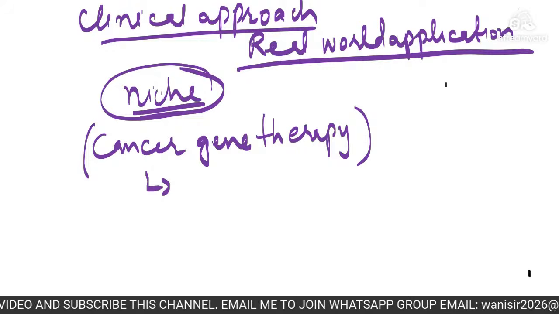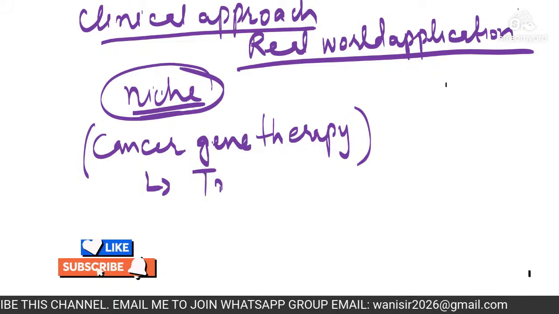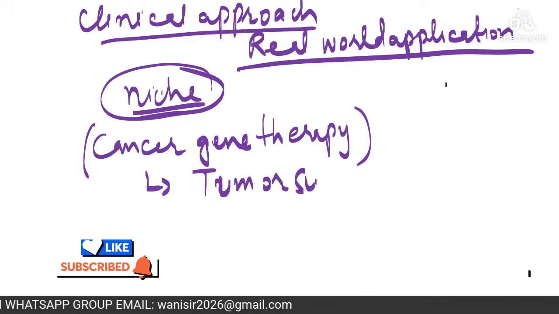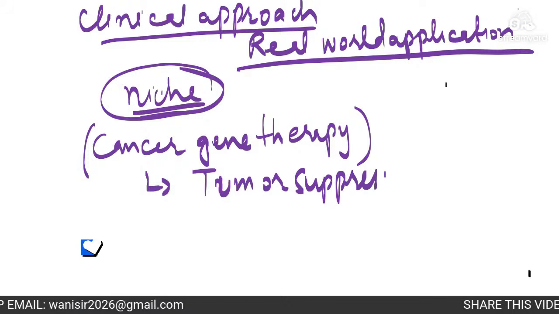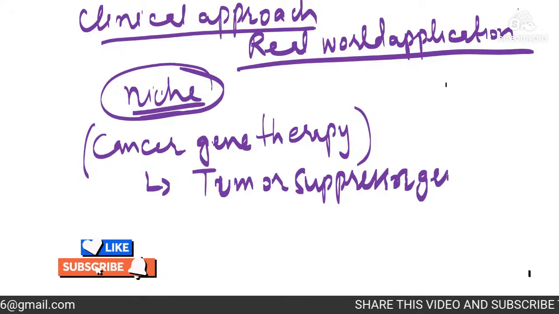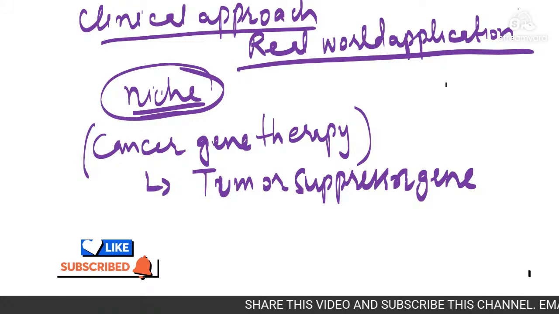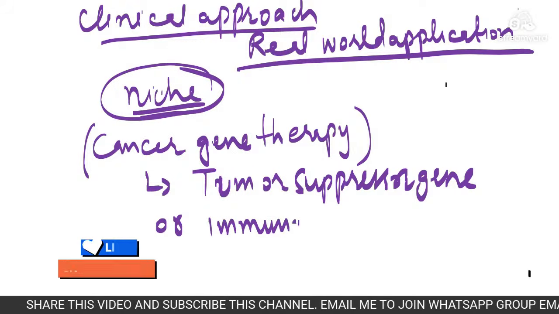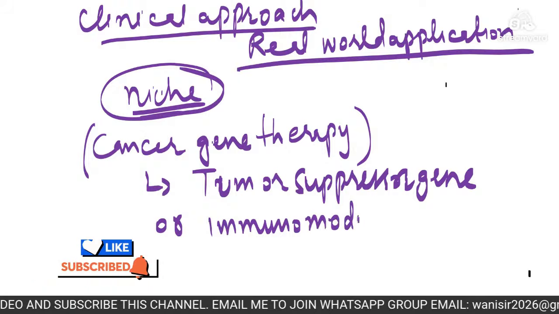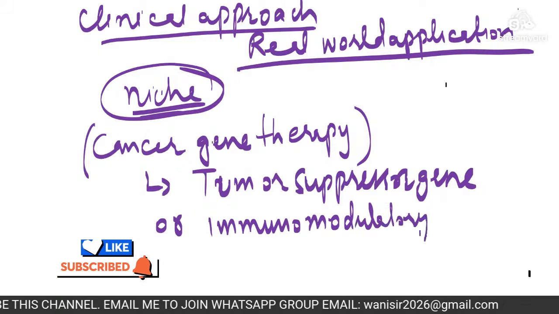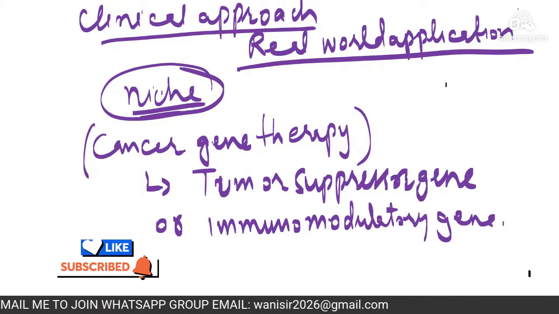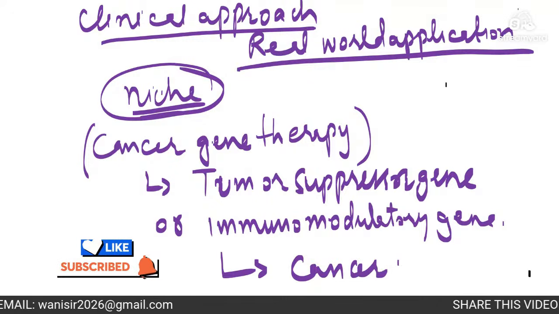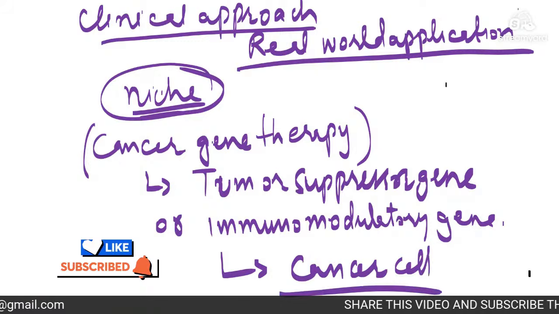So what needs to be done? There we have tumor suppressor genes and immunomodulatory genes that need to be transferred inside the cancer cell. That means they will reach the cancer cell and they will suppress its activity.